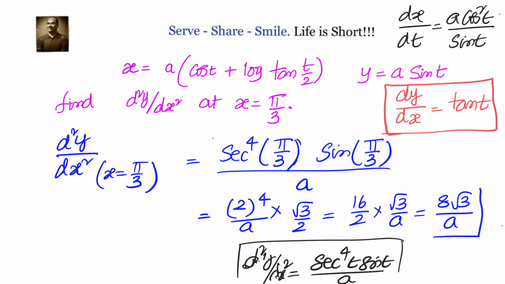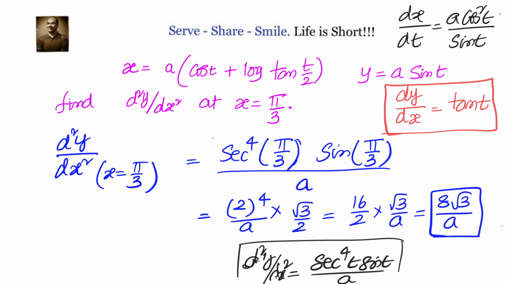So if x equals a into cos t plus log tan t by 2 and y equals a sin t, then d square y by dx square at x equals pi by 3 is equal to 8 into root 3 divided by a. Now here the only thing we have to understand is, since we are talking about parametric differentiation, x and y are represented in terms of t. We will calculate dx by dt, then we will calculate dy by dt. dy by dx equals dy by dt divided by dx by dt.